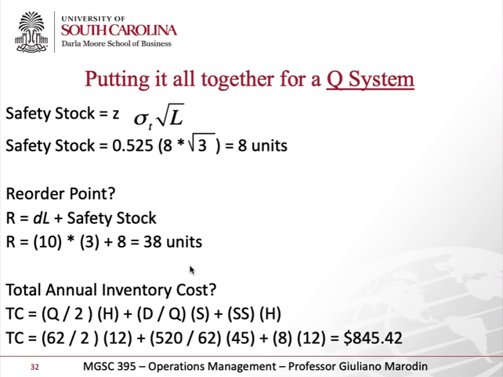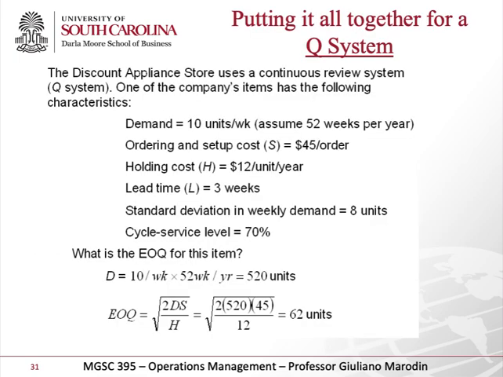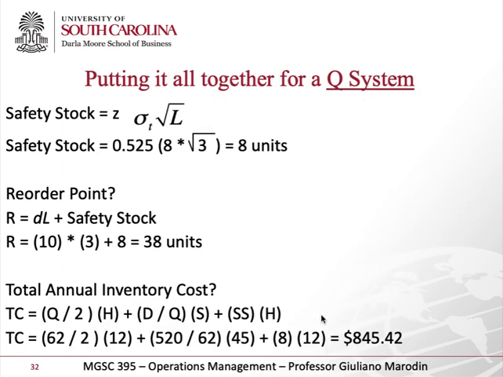So basically what we're saying is, every time you get to 38 units, you need to place an order. How much should you order? 62 units. So 62 is the economic order quantity. You're going to go up, you're going to receive after 3 weeks, you're going to go up, and then you consume it again.